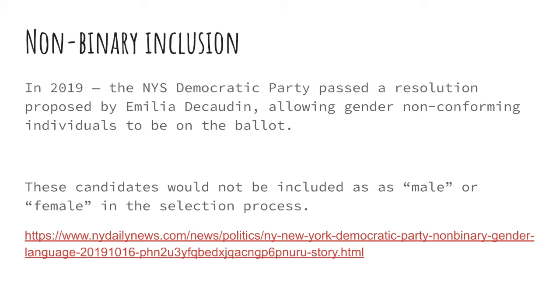Something really cool is in 2019, the New York State Democratic Party passed a resolution proposed by Amelia Decaudin, allowing gender nonconforming individuals to be on the ballot. So they are able to be on the ballot with their identity and not be put into a bucket that they don't identify with. And these candidates are just not included in the count of male or female throughout the selection process. You can read more about it at this link.